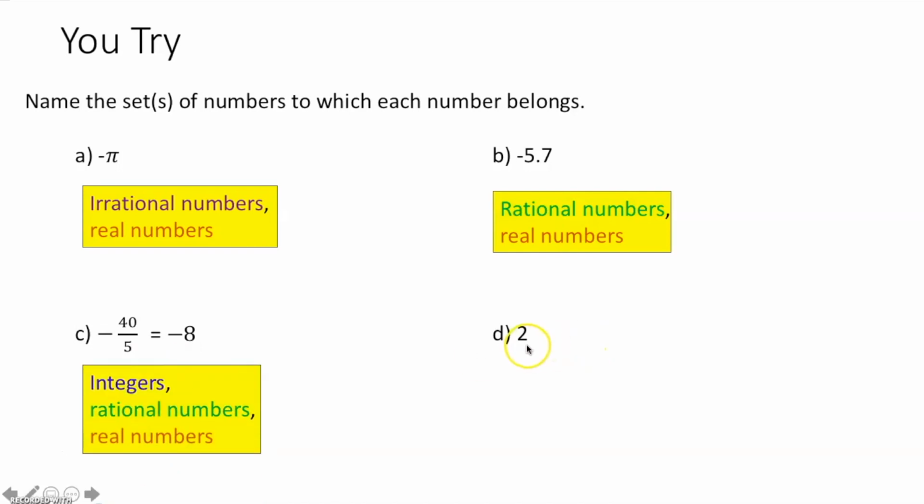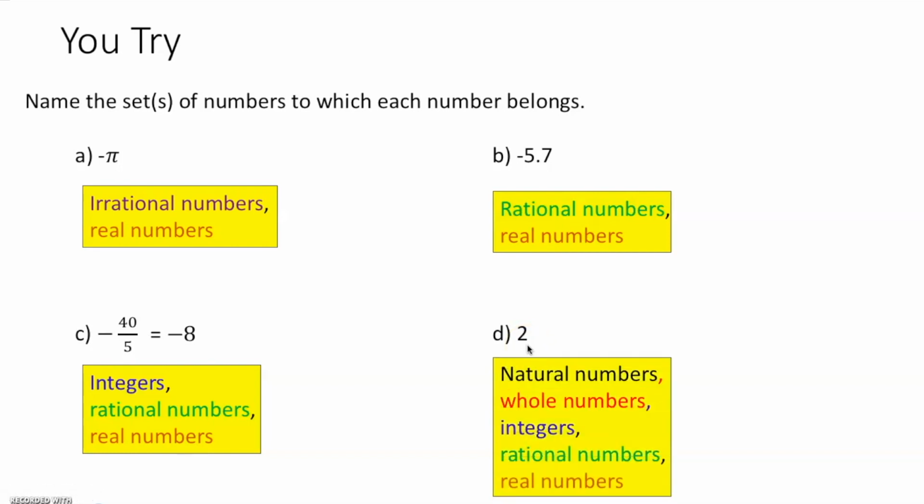And then 2. 2 is going to be included in everything. It's a natural number, whole number, it's an integer, it's a rational number, and it's a real number.